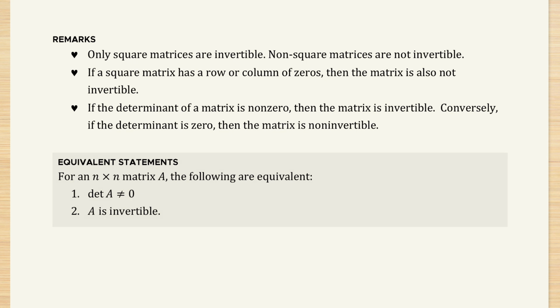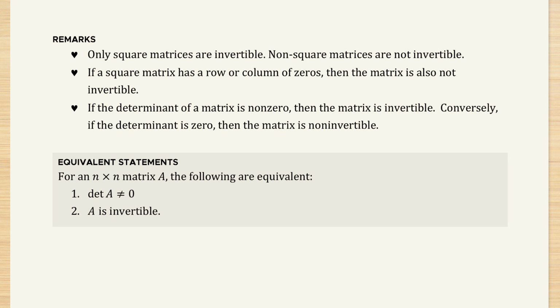Now is a good place to talk about equivalent statements. These come up everywhere in linear algebra. How equivalent statements work is that if one applies, then all of these other statements apply. If one fails, then all of these other statements fail. Right now we only have 2 statements. But as we go along in linear algebra, we're going to add to this list of equivalent statements.